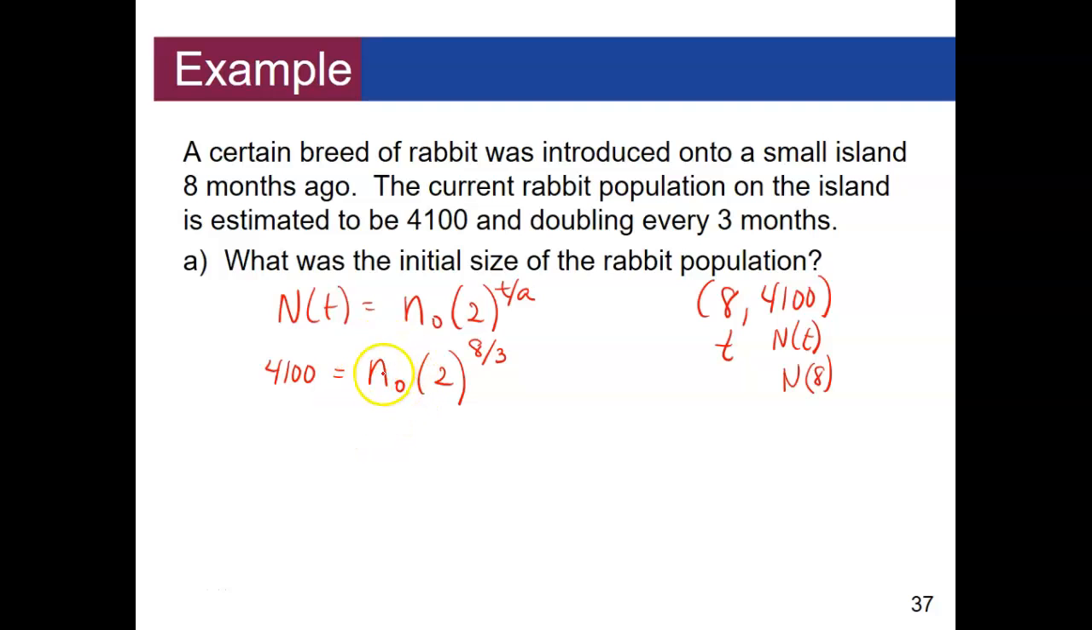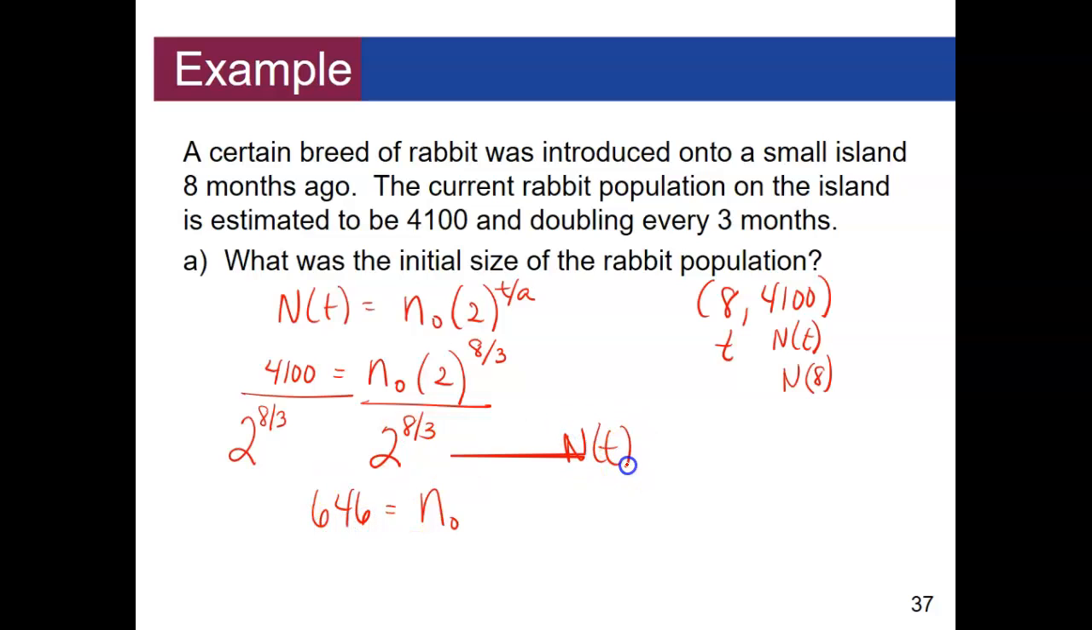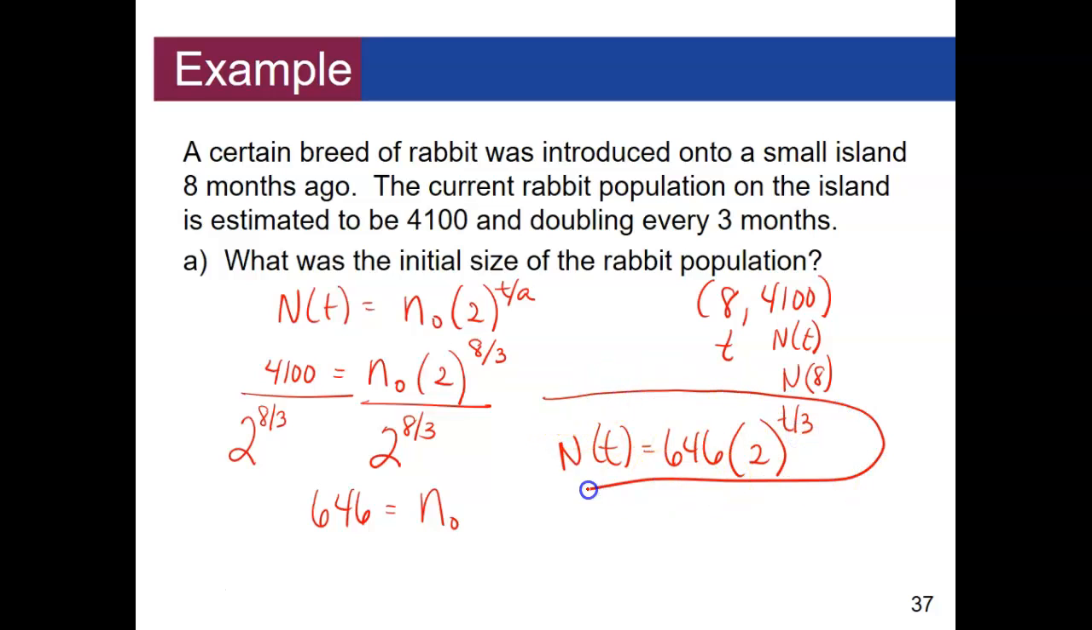And then from here, this is basically dividing by this number. So I'm going to divide by 2 to the 8/3. So I'm going to get that N sub 0 is 646. So my model then is going to be my starting value, which is 646, and it's a doubling problem, and it doubles every 3 months. So we're going to have this as our model. Notice that when I put in the 8 here, these two units had to match up. So we're talking about 8 months and 3 months, so they do have to be the same there.